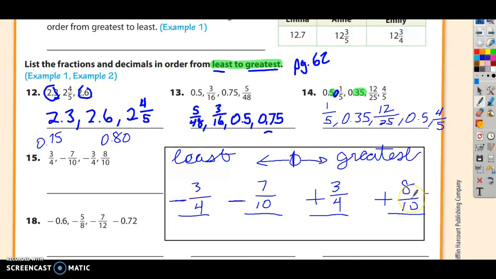So there's our answer. I'm going to go ahead and rewrite it on the line. We've got negative 3/4 is the least. We've got negative 7/10. We've got 3/4. And we've got 8/10. Alright, that'll be the end of just this video, and then we'll have one more video to finish the page.